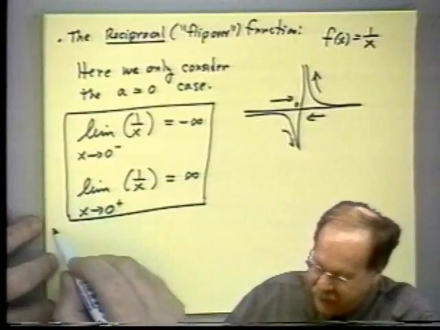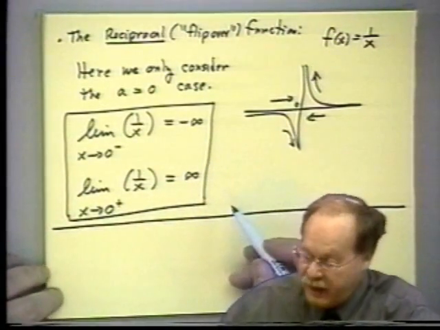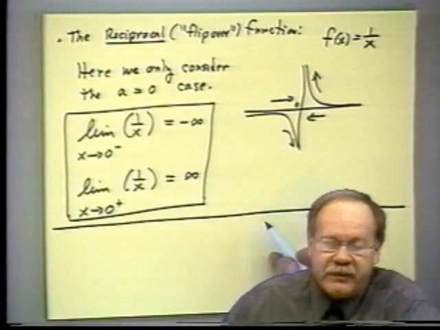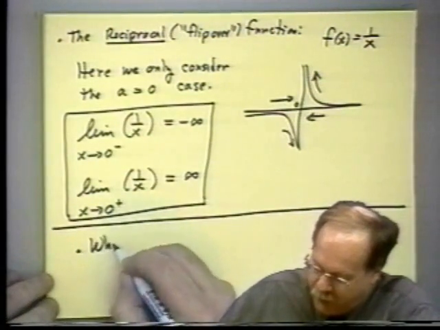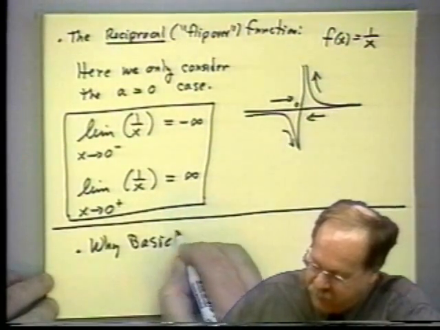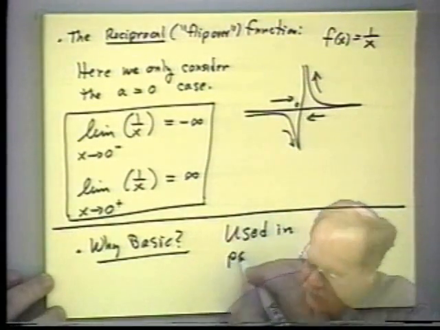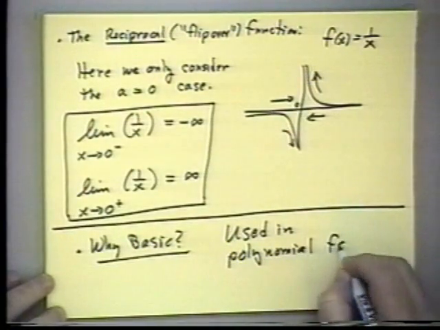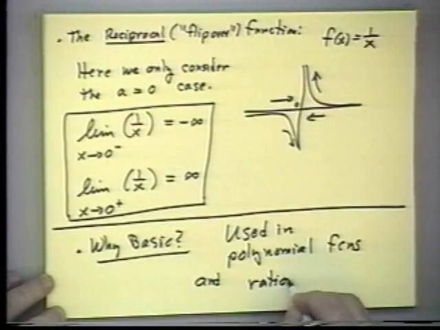Now this is something that happens very often, so it is among the basic limits so that we'll have something to talk about later. Now why were these three limits called basic limits, apart from the fact that they seem to be very simple? Well, why basic? They are used in some very familiar functions that we're going to be looking at. Polynomial functions and rational functions.